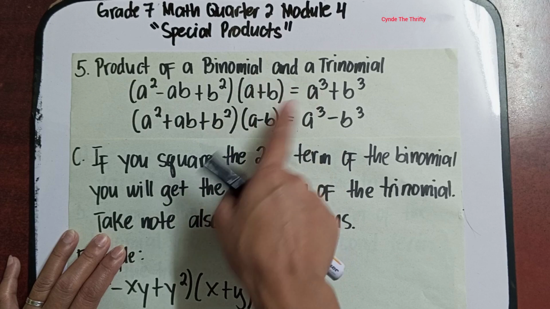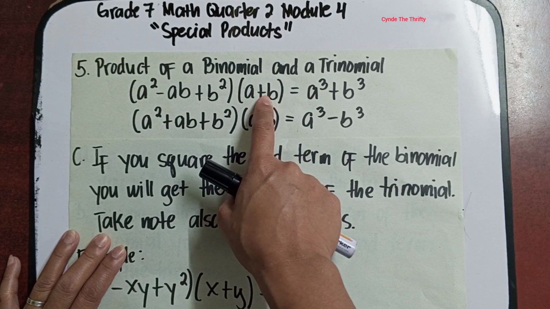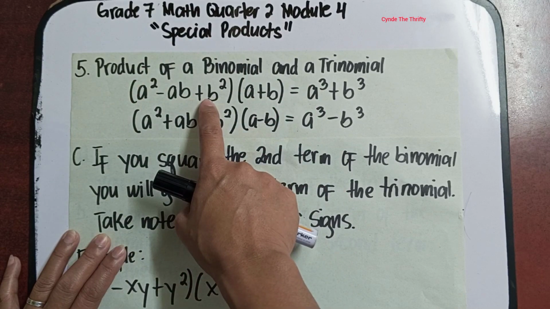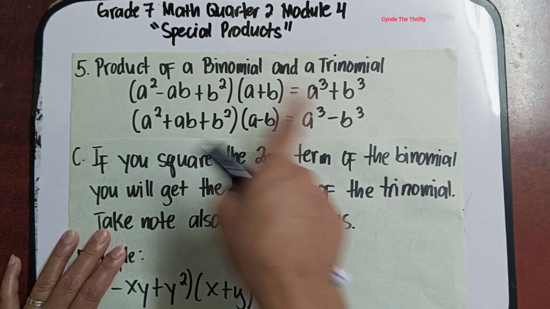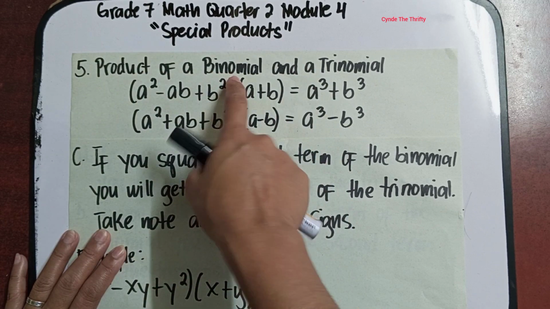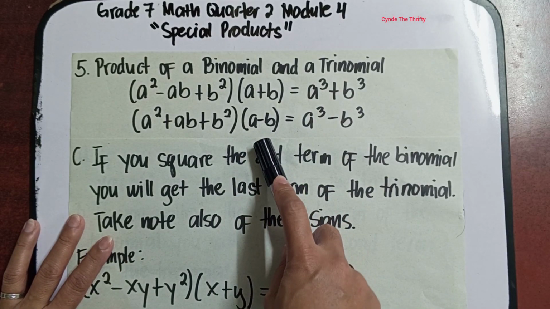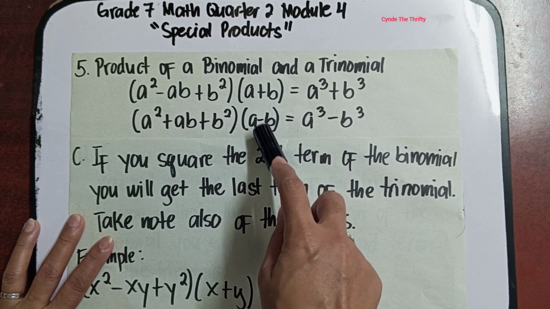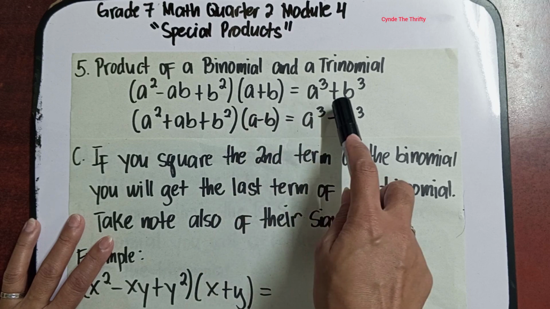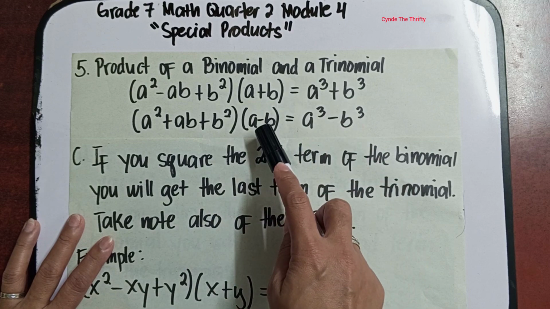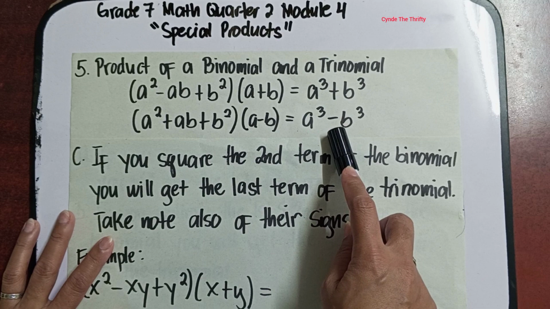Okay, so ito yung titingnan mo. Titingnan mo ang iyong binomial. Kapag nakuha niya ang mga term ng ating trinomial, masasabi mo na ito ay product of a binomial and a trinomial. Titingnan mo rin ang iyong binomial kung naka-addition ba siya or naka-subtraction. Kapag naka-addition, of course, addition ang iyong sagot. Kapag naka-subtraction, of course, subtraction ang iyong sagot.